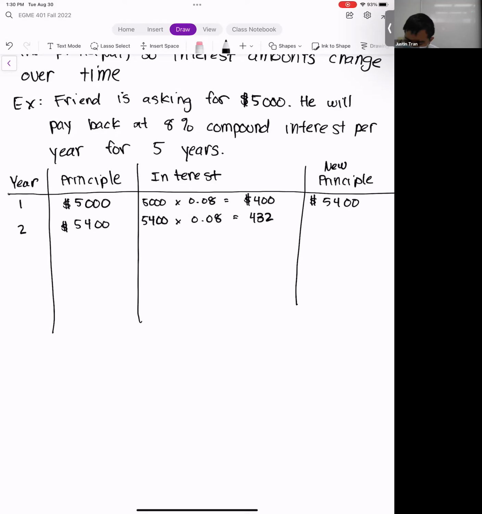All right, so let's go ahead and compute the new principal. The new principal is going to be 5,400 plus 432. And so we add those together, we get 5,832.